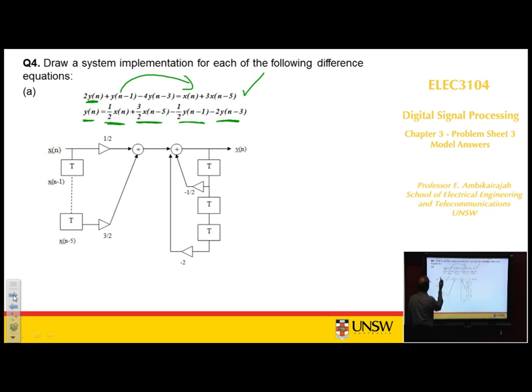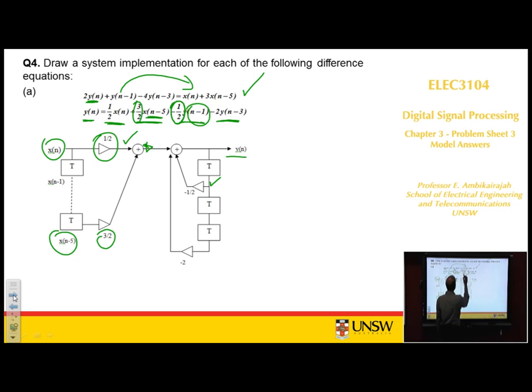The easiest one is xn multiplied by half goes in here directly. Then 3 over 2 xn minus 5. So you've got xn delayed by one sample, two samples, and there are 5 of them, xn minus 5. Multiply them, you get the output there, keep that there. Then you come back, yn delayed by one sample is yn minus 1, multiply by minus half is that. Then delay by 3 samples, 1, 2, this is yn minus 3, multiply by minus 2 is that. Add them up with this bit, you get the signal yn.